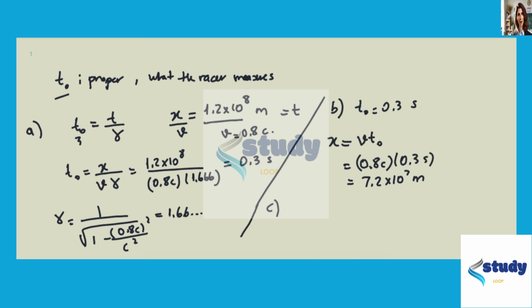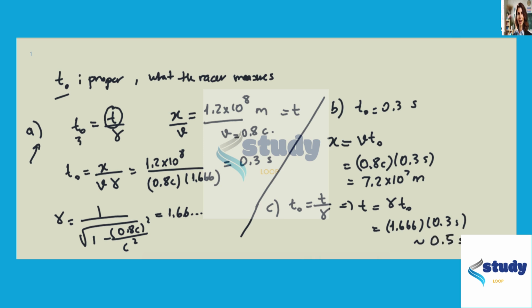In part C, we're asked actually backwards the same question as part A. This time we're asked the time for you at that moment when the time is 0.3 seconds for the racer. So all we need to do is use the same formula, T naught equals T over the gamma factor. So T here is going to be gamma times T naught. We calculated gamma to be 1.666 times T naught, which is 0.3 seconds. So you're going to see that what you measure is about 0.5 seconds. So it's pretty different from what the racer measures, right?